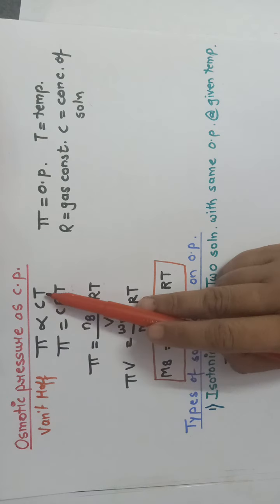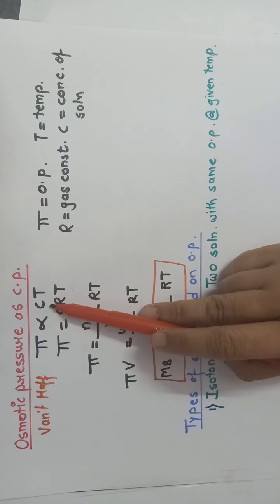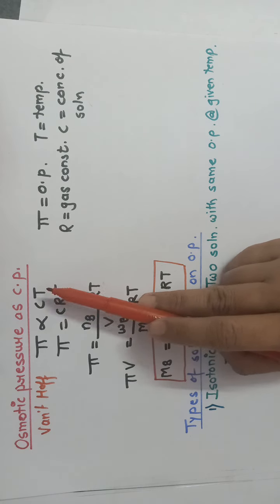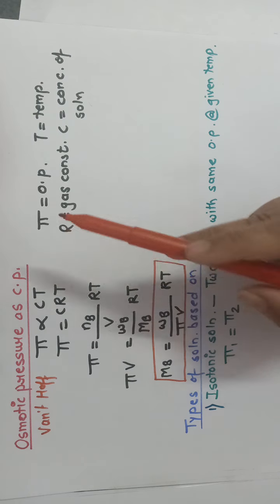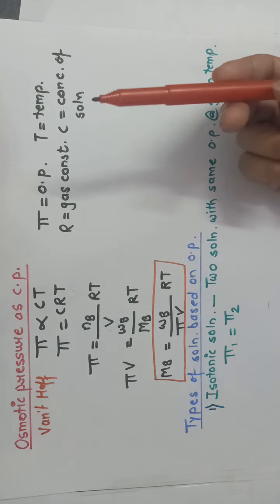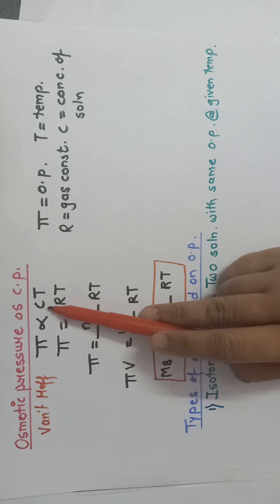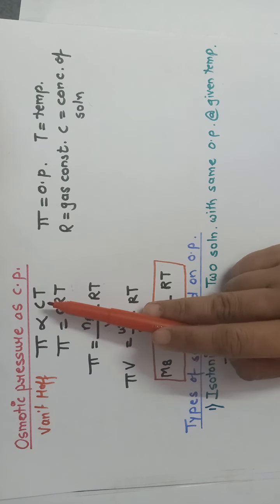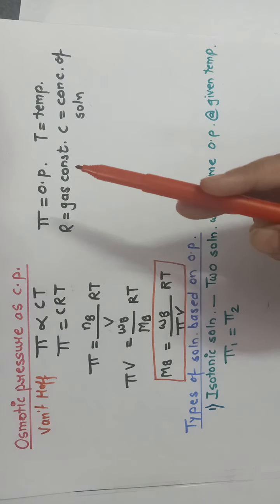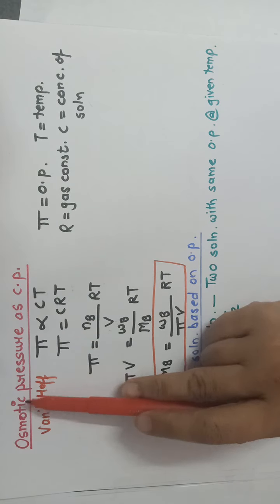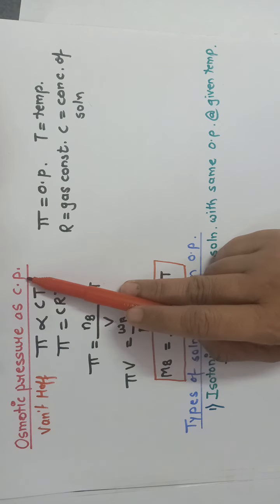Now in this equation, pi is directly proportional to concentration into temperature. Generally all the experiments are carried out at room temperature, which is constant, and therefore I can say the osmotic pressure is directly proportional to concentration. And concentration means what? The amount of the solute, and therefore the osmotic pressure is called a colligative property.